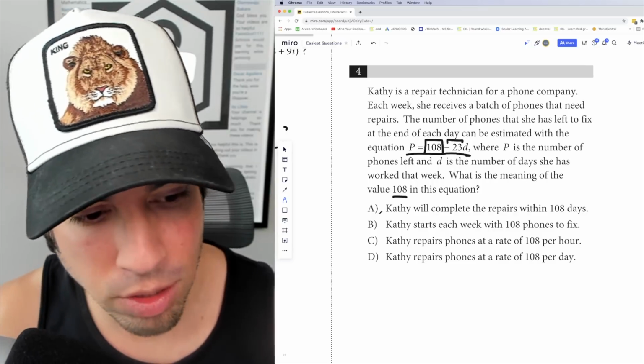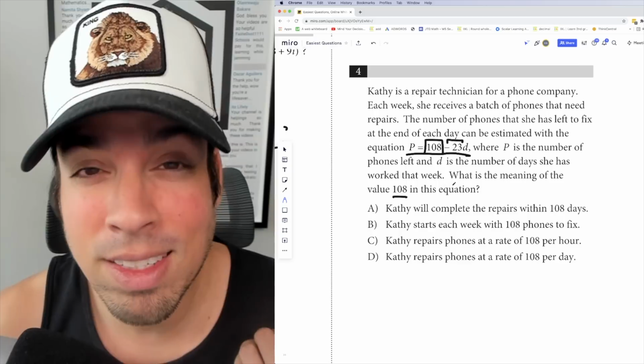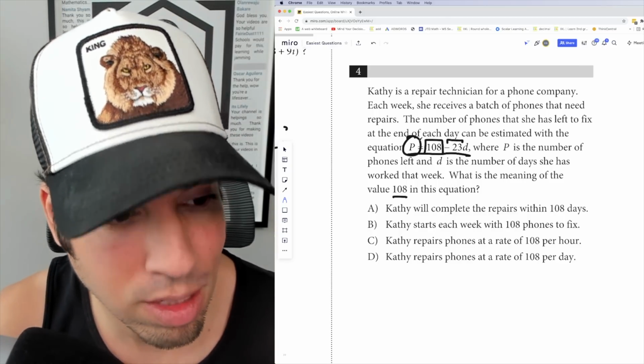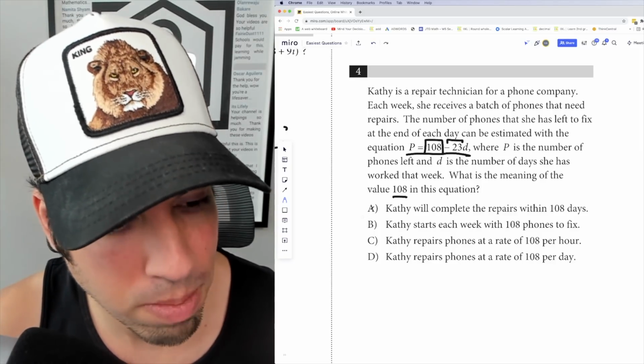So let's take a look at the answer choices. Kathy will complete the repairs within 108 days, but this is a starting value of number of phones. It's a y-intercept relating to this y value, aka the p value. So this one doesn't make sense.